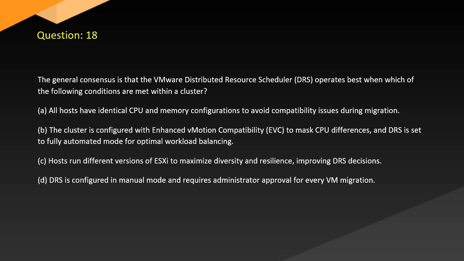Question 18. The general consensus is that the VMware Distributed Resource Scheduler (DRS) operates best when which of the following conditions are met within a cluster? A. All hosts have identical CPU and memory configurations to avoid compatibility issues during migration. B. The cluster is configured with Enhanced vMotion Compatibility to mask CPU differences, and DRS is set to fully automated mode for optimal workload balancing. C. Hosts run different versions of ESXi to maximize diversity and resilience, improving DRS decisions. D. DRS is configured in manual mode and requires administrator approval for every VM migration.